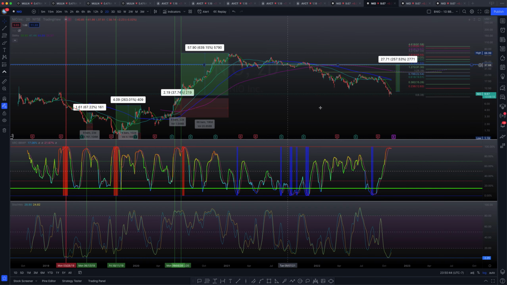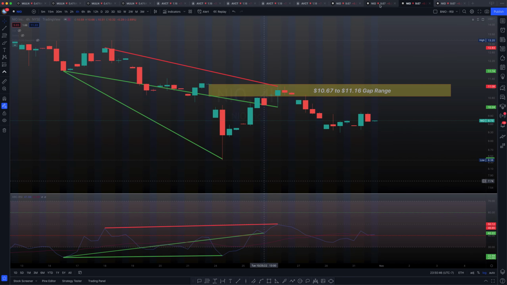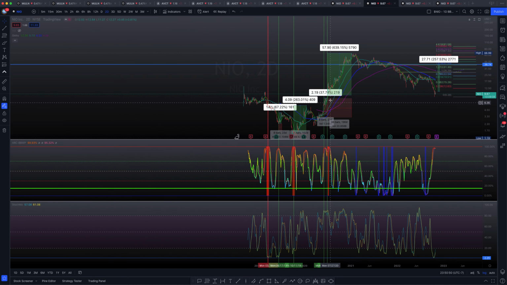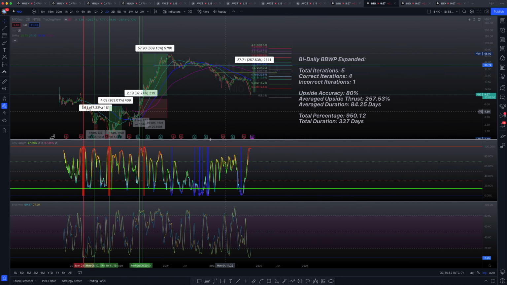This is going to be our statistical side of the analysis, you guys. So we are looking at volatility represented by this indicator, BBWP.